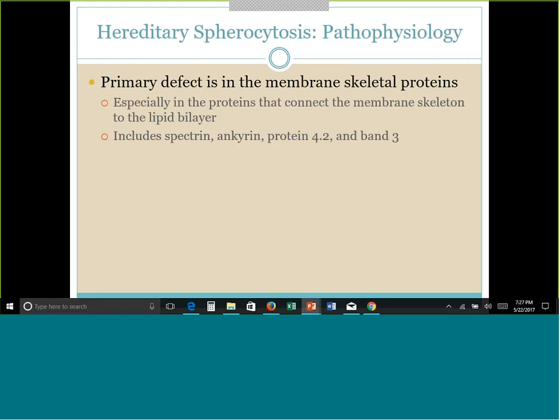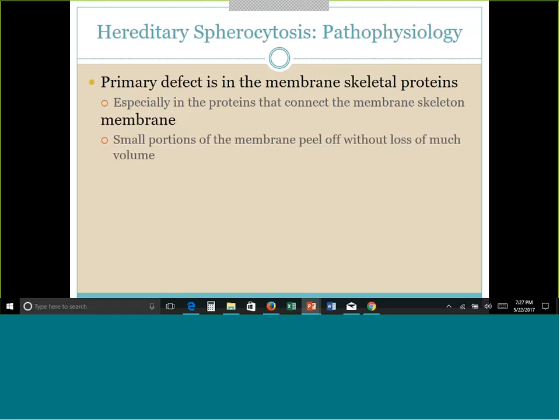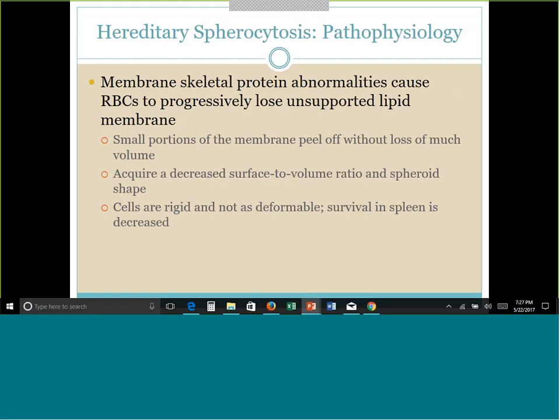All right, so in hereditary spherocytosis, how these form is there is a defect in the membrane proteins, and it's specifically in spectrin, ankyrin, protein 4.2, and band 3. You don't have to remember all of those, but I would remember that it is a defect in the membrane proteins. As a result of this defect, the red cell membrane loses unsupported lipids. So this membrane is essentially peeling off the red cell. It's still containing all that volume on the inside. It's just the membrane peeling off and resealing itself. So again, it has that decreased surface area, but a high amount of volume on the inside.